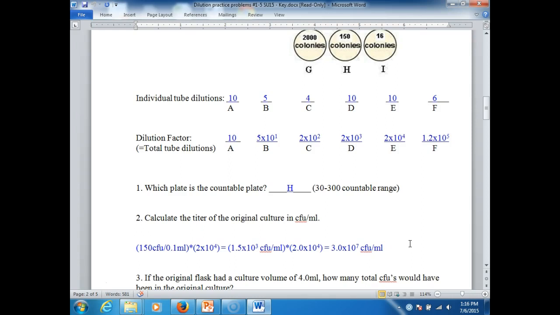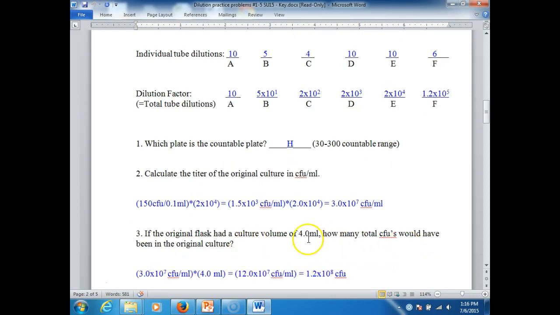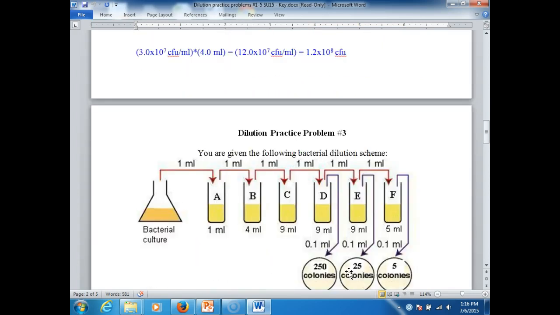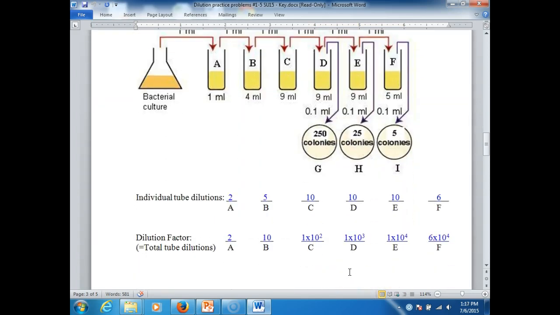Anyone not with us? Okay. And then again, if you know the volume, you multiply by the volume, the units will cancel out, right? And then you're left with just how many CFUs were in that original volume you started with. Approximately, right? How many cells? So number 3, right? Same old, same old.